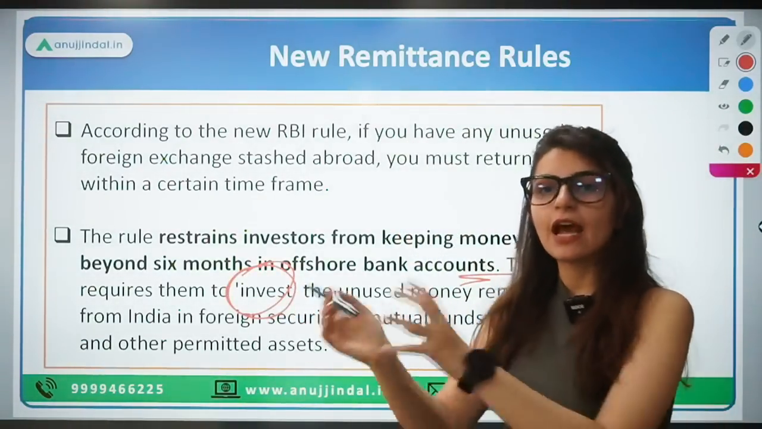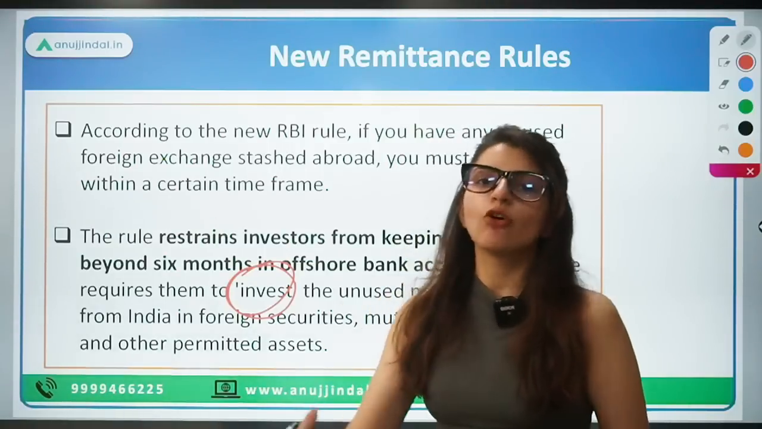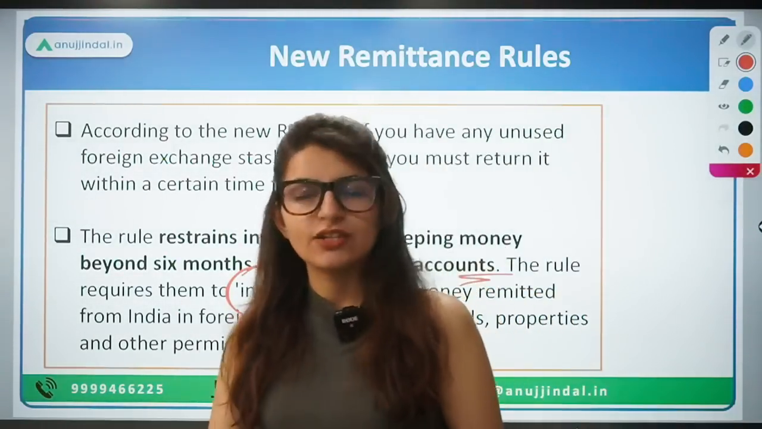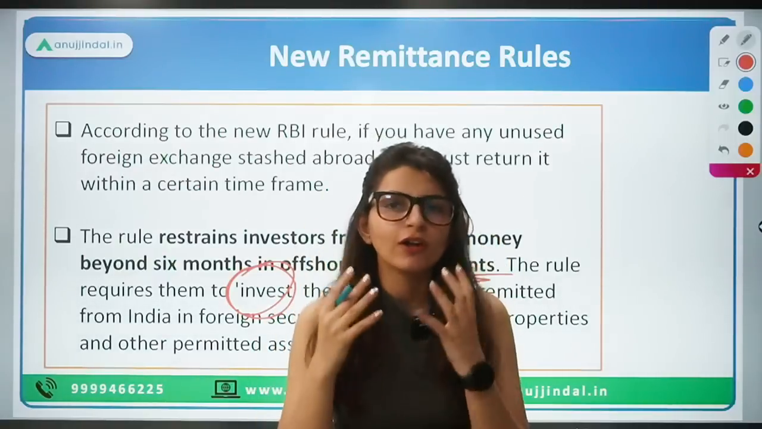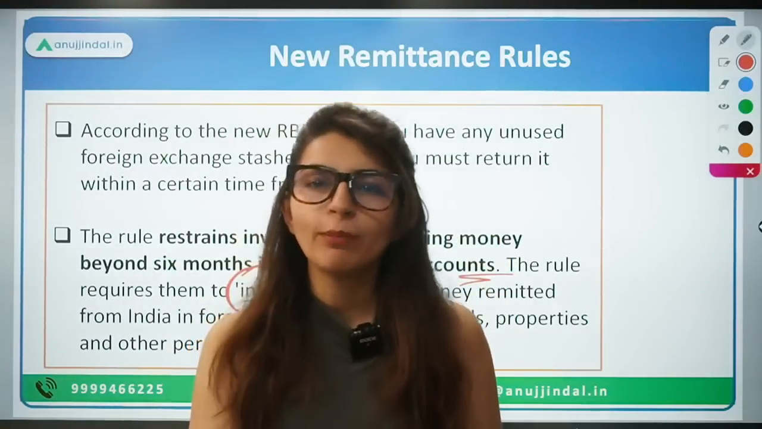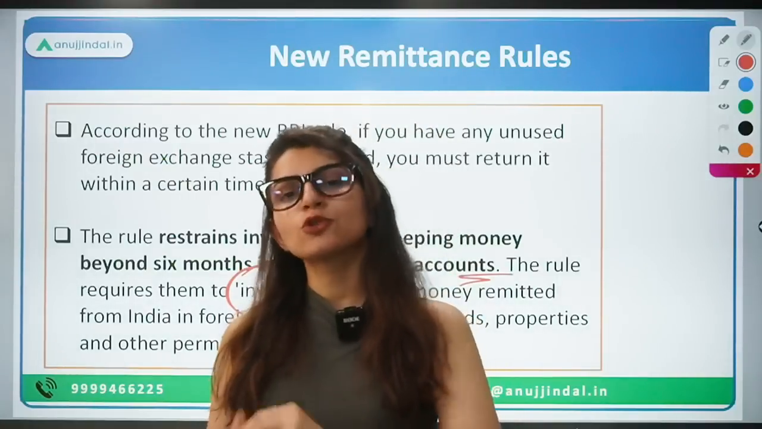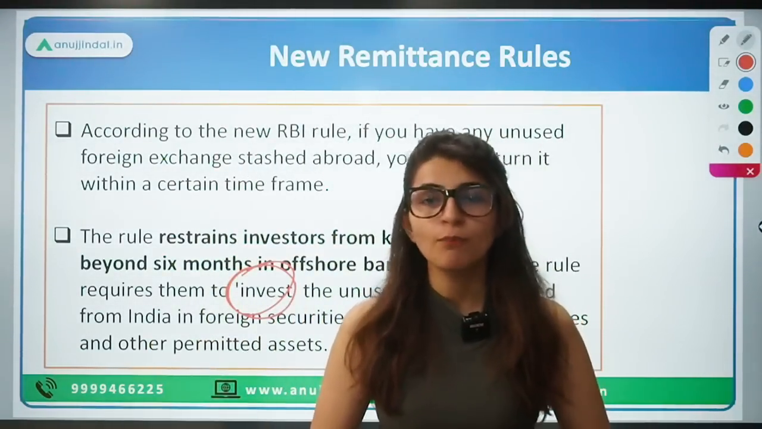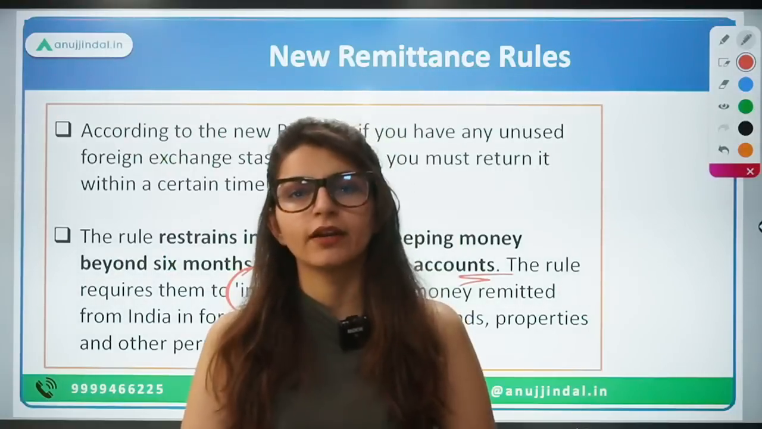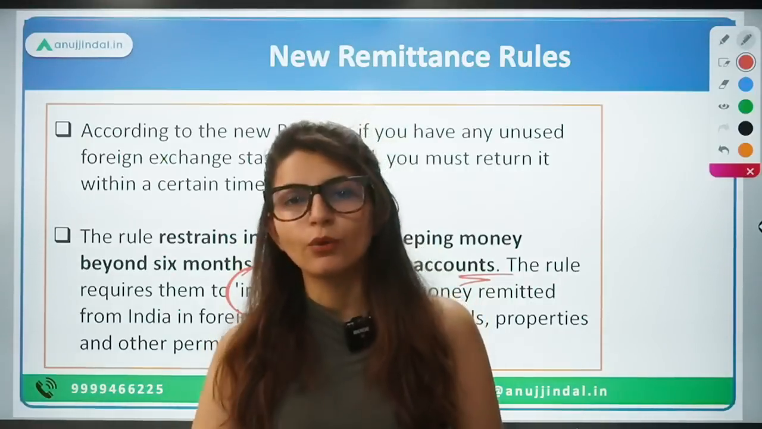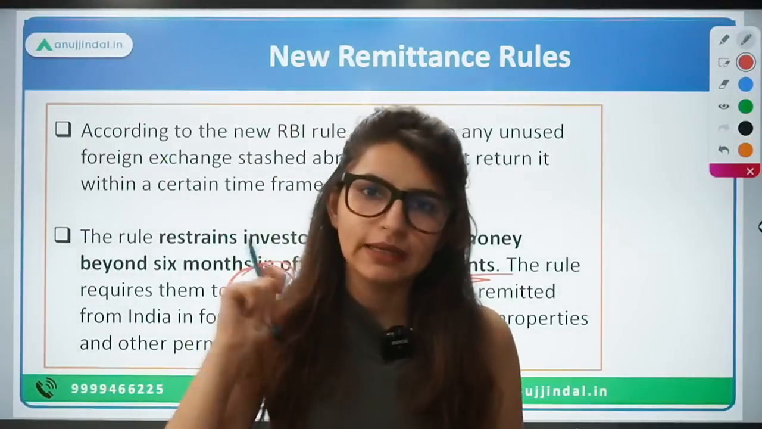If you have invested and after that you have received money, that also has to be given somewhere. Mostly, any rules and regulations which involve foreign exchange, the reason RBI does this is to stop the money laundering procedure. So if you are not investing it, not using it, and not returning it to the authorized dealer, and it is just parked there in an offshore account, it can be used for money laundering.